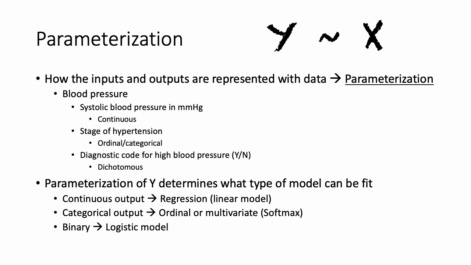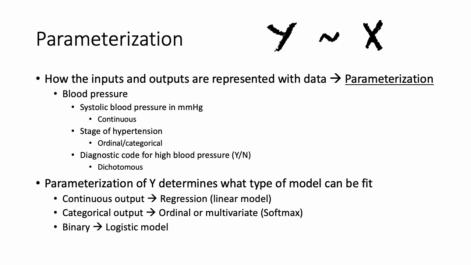This is the parameterization of blood pressure. And importantly, the parameterization determines what type of model you can fit. Again, we won't go into a lot of the details of all the different types of models, but for example, if it's a continuous output, then we can use a regression or a linear regression model.